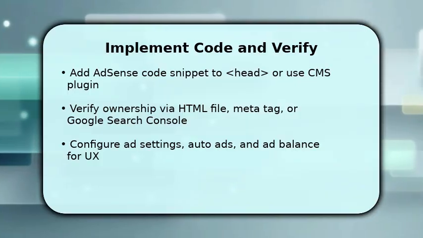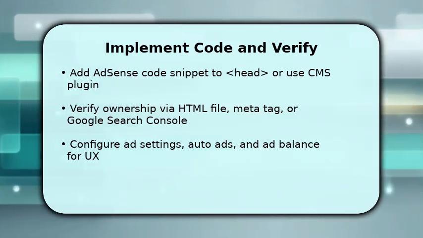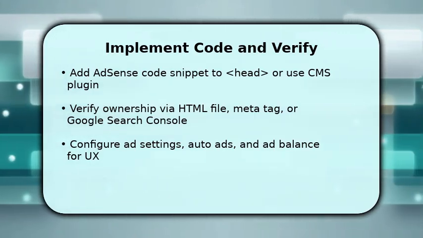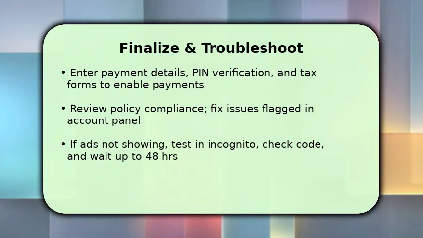Then verify ownership using an HTML file, meta tag, or Google Search Console. Verification proves you control the property. Configure ad formats and auto ads for initial monetization, and set ad load and balance to protect user experience while maximizing. Finally, complete payment setup and finalize your account so you get paid.